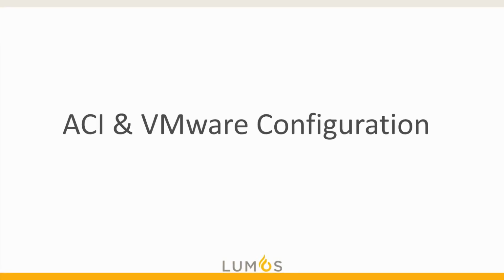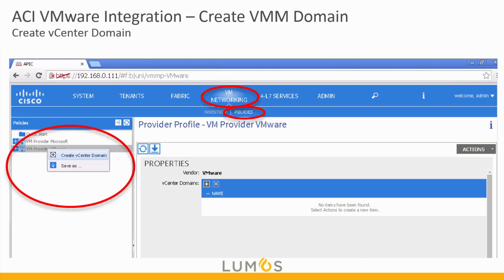So taking a look at the configuration between the two. Here under the APIC, under VMM networking, we would click on policies and then right-click on either Microsoft if we're doing Hyper-V or VMware if we're doing vCenter, and we would create, let's say in this case, a vCenter domain.